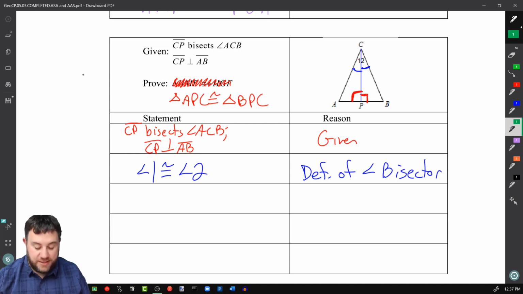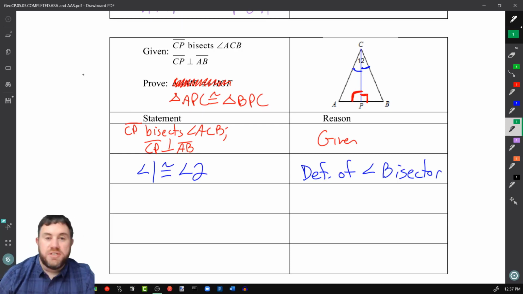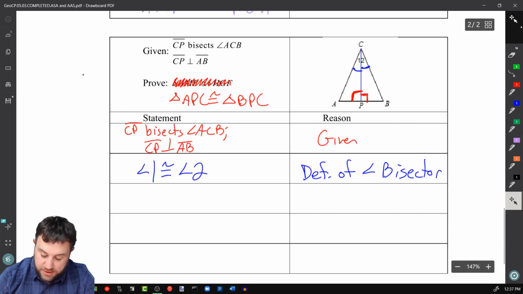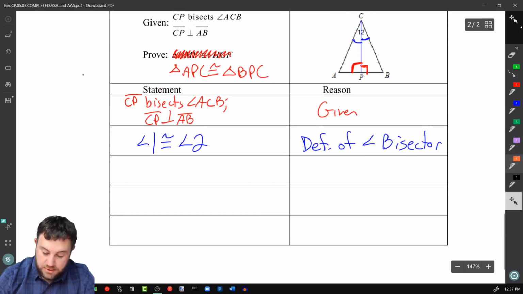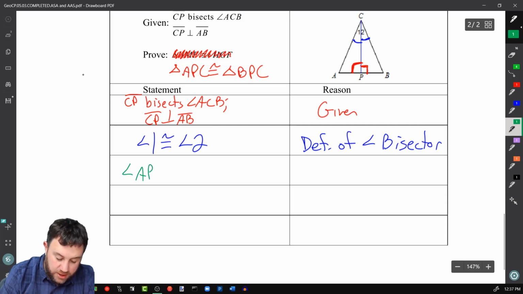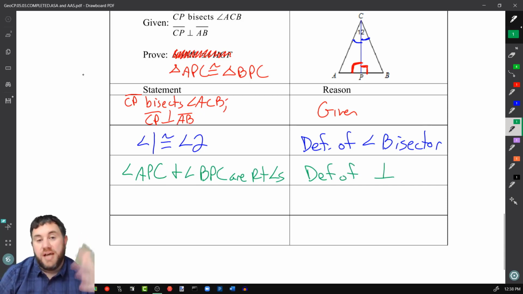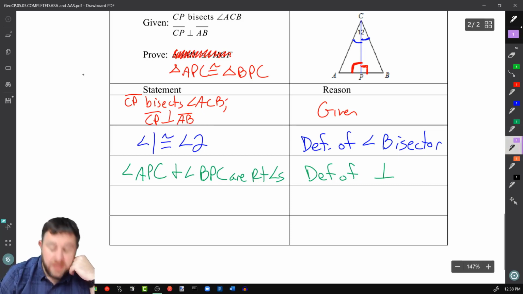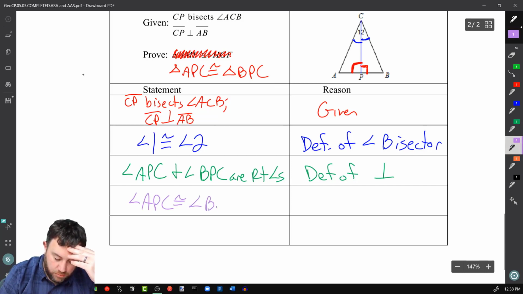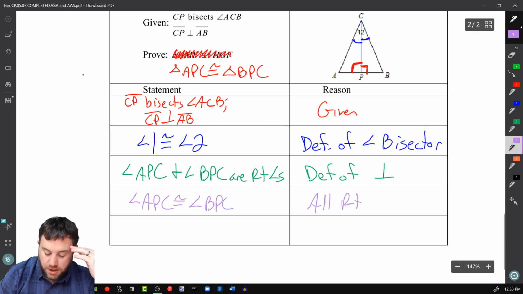So all we're told is that the two line segments are perpendicular. What does perpendicular mean? It means that the angles are right angles. So we could say angle APC and angle BPC are right angles. And that's because of the definition of perpendicular. Perpendicular lines are lines that form right angles. And if they're both right angles, we know that they're congruent, because all right angles are congruent.